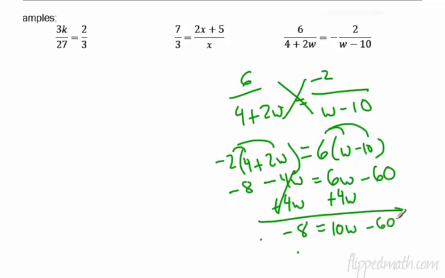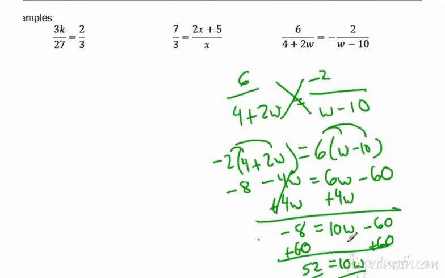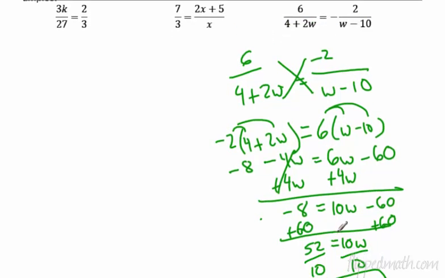Alright, now what? We want to add 60 to both sides. So we get 52 equals 10w. And if I can scroll down a little bit here, we divide by 10, we get w equals 5.2. Oh my God, that's ugly. But that's the answer. Voila. So that's how you do those.